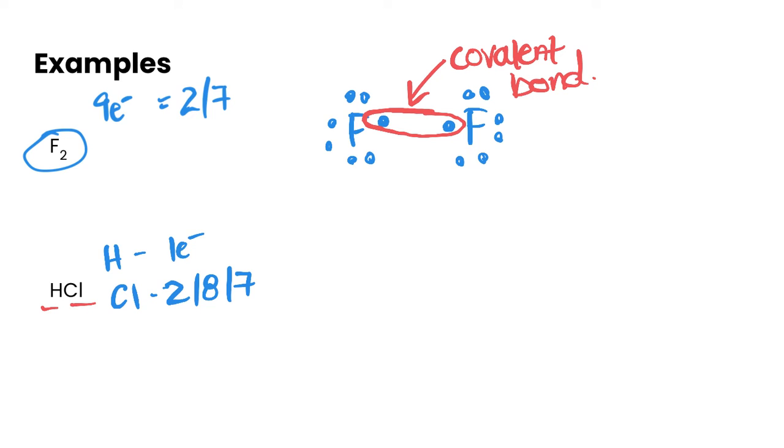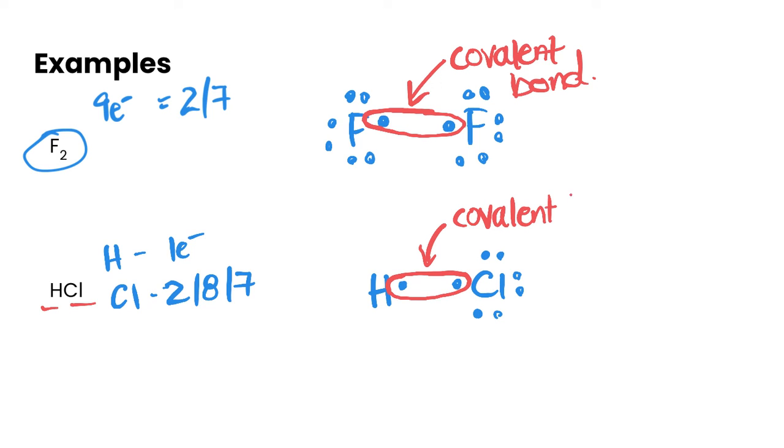Now, if we just focus again on those valence electrons, hydrogen has 1. And remember, the first shell wants 2, so it only needs 1 more in order to have a full valence shell. Chlorine has 7, so I'm just going to draw the 7 around it. Then in order for both of these to have full valence shells, the hydrogen and the chlorine are going to share 1 electron with each other and form a covalent bond.